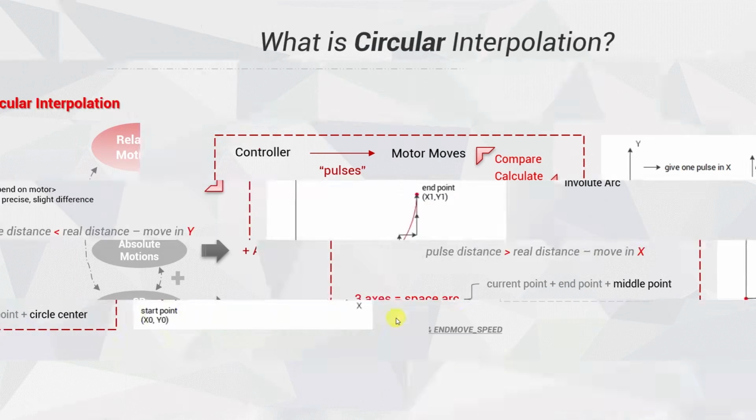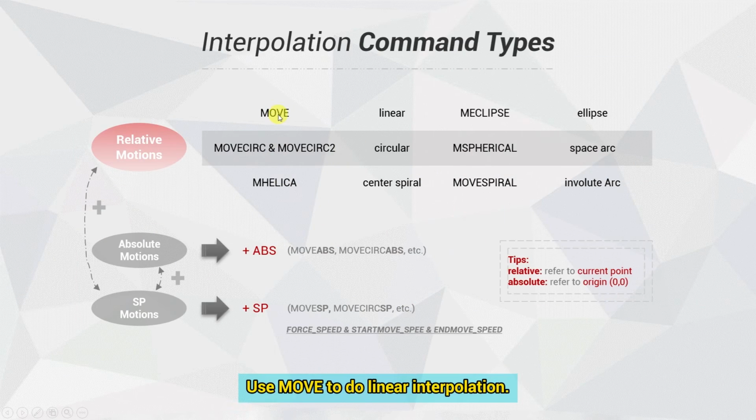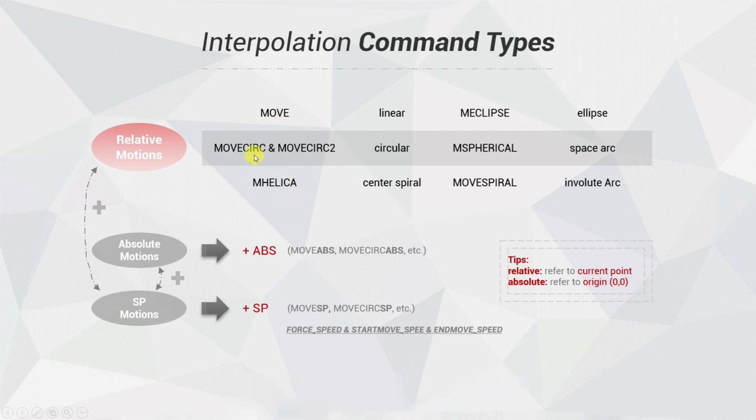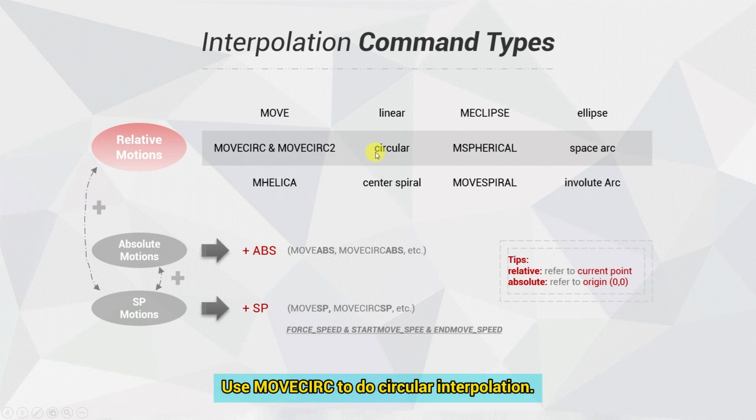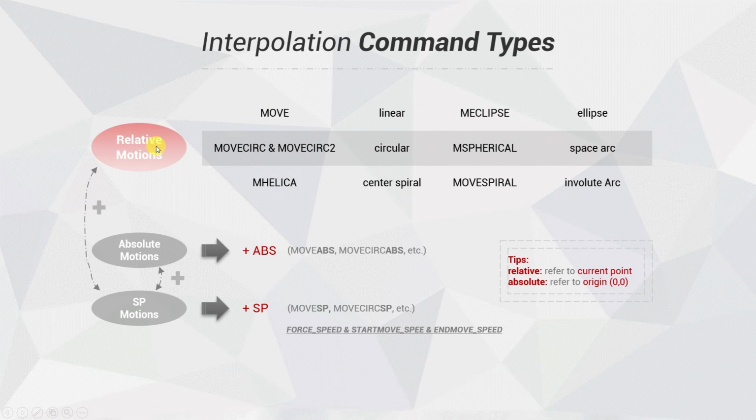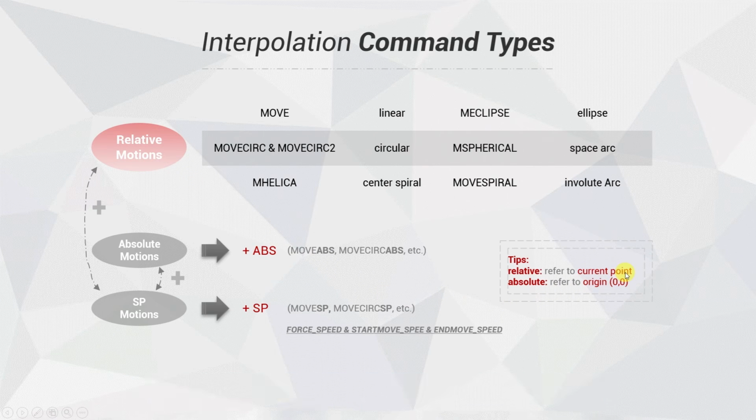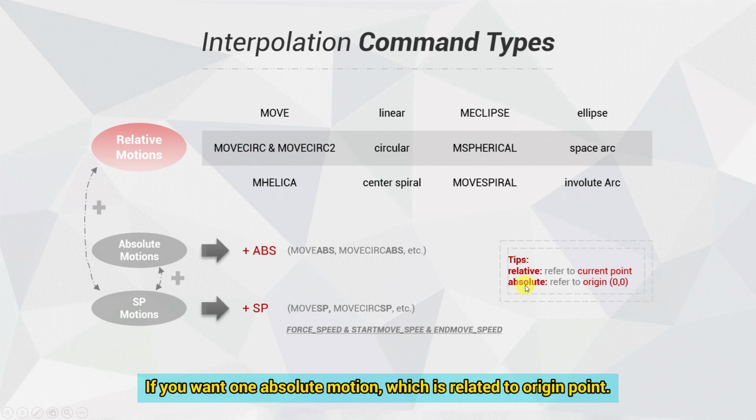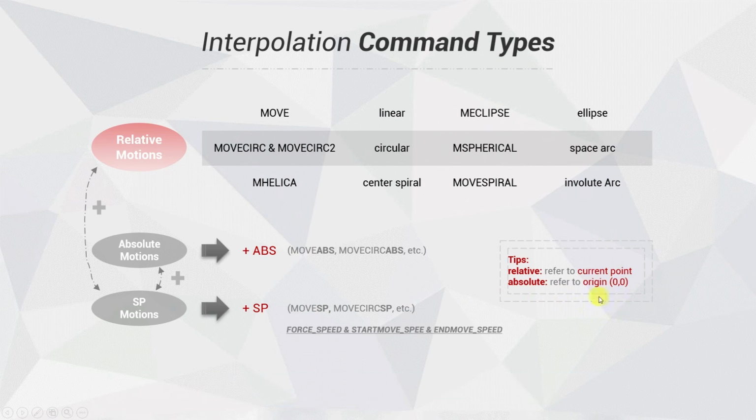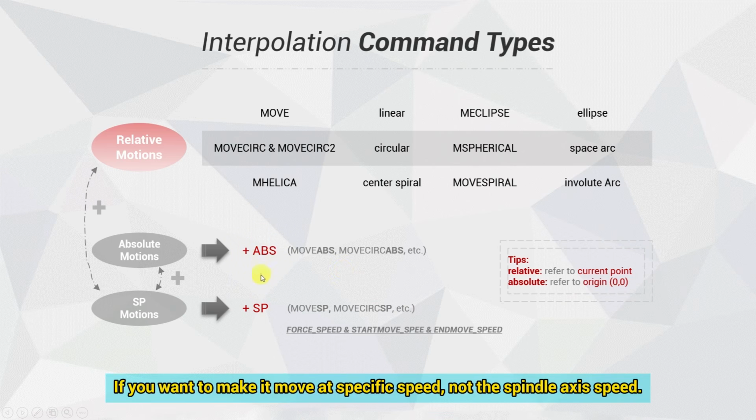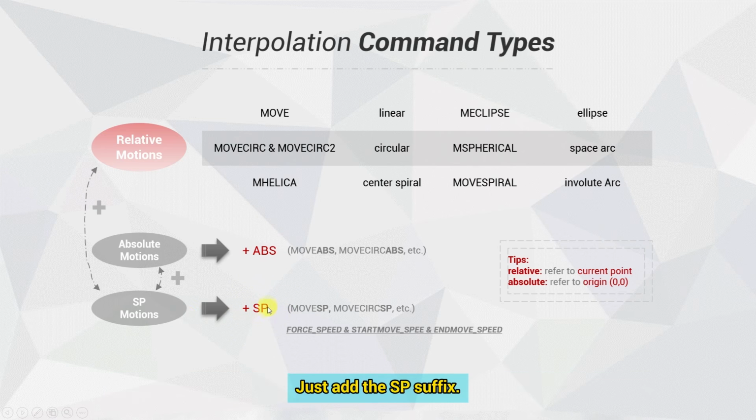Next, let's see the corresponding commands. Use move to do linear interpolation. Use moveCirc to do circular interpolation, and enter corresponding parameters. They belong to relative motion commands. That is, the distance is relative to the current interpolation point. If you want an absolute motion, which is related to the origin point, just add the ABS suffix. If you want to make it move at a specific speed, not the spindle axis speed, just add the SP suffix.